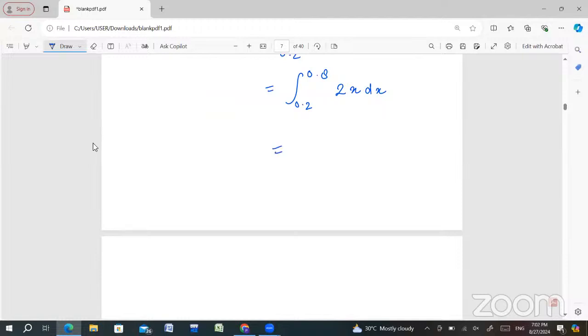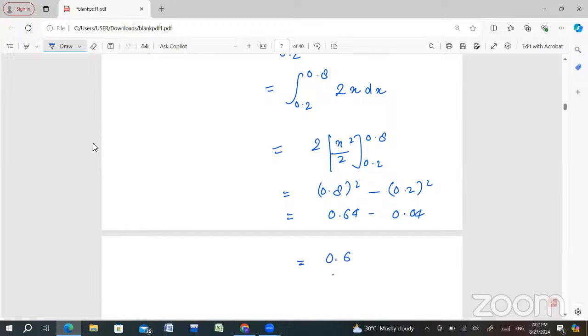So it will be 2x square divided by 2, from 0.2 to 0.8. The 2 will be cancelled, so 0.8 whole square minus 0.2 whole square. So the answer will be 0.6. Right? Any doubt? No doubts, ma'am.